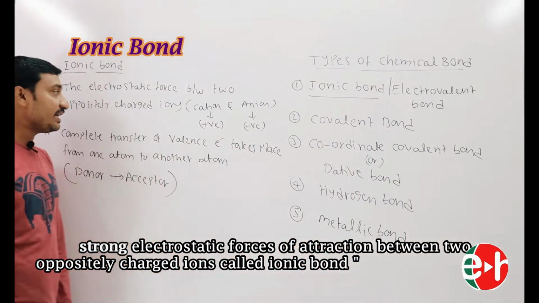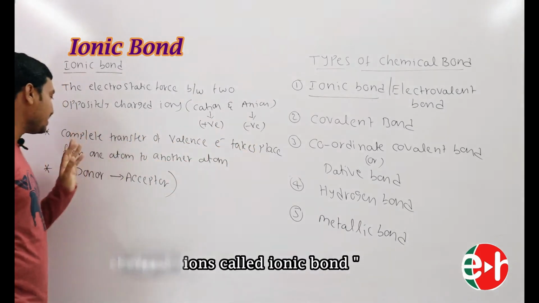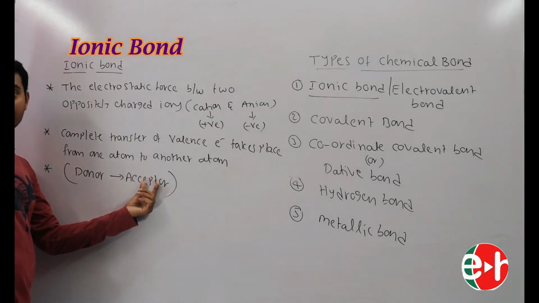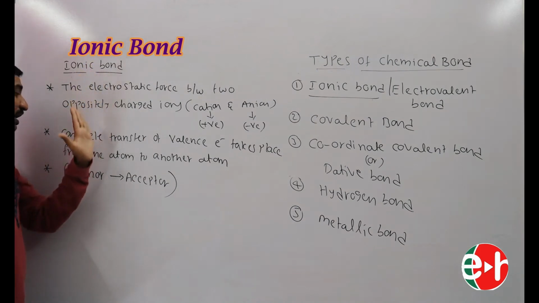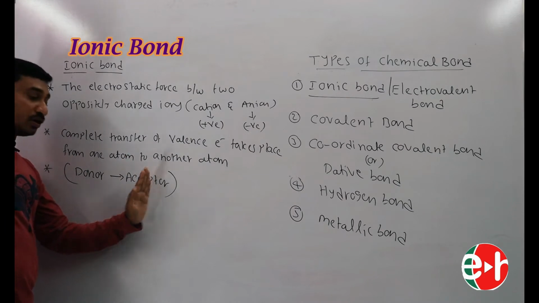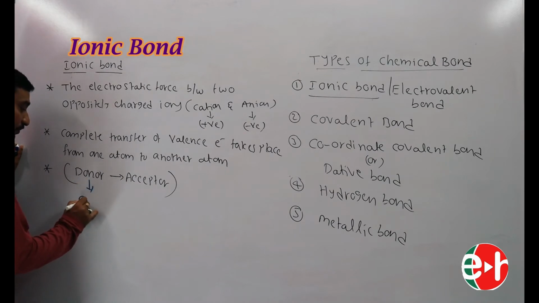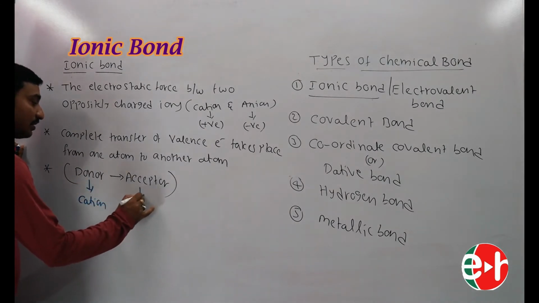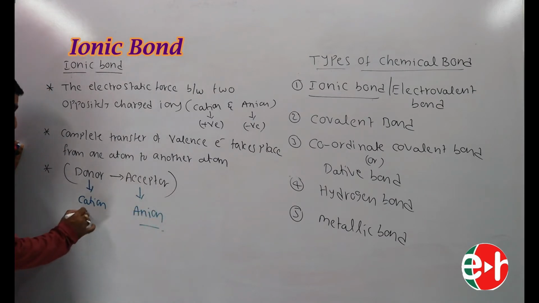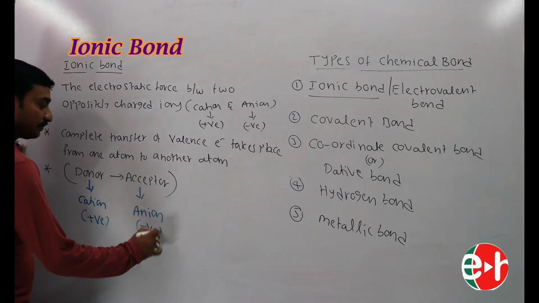In the formation of ionic bond, what happens? Complete transfer of valence electrons takes place from one atom to another atom, that is from donor to acceptor. Donor forms cation and acceptor forms anion. Cation is a positively charged ion, anion is a negatively charged ion.